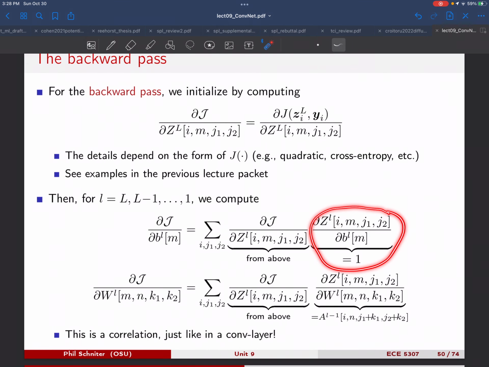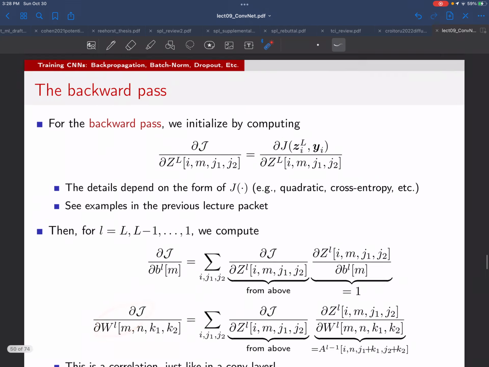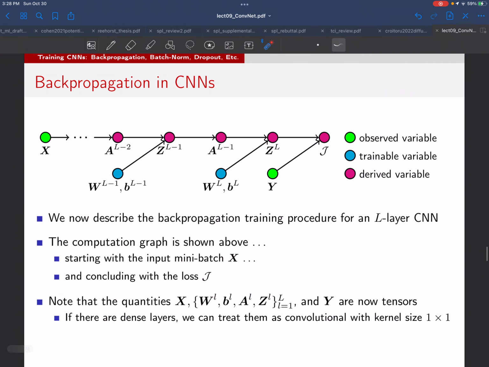So that's 1. And then this thing is what we already computed and stored as a number. With that, we're done with DJ, DBLM, and we do that, of course, for each of the different M's. Next is DJ, DWL, which is DJ, DZL times DZL, DWL. DJ, DZL we already computed, so we only have to worry about computing DZL, DWL here.